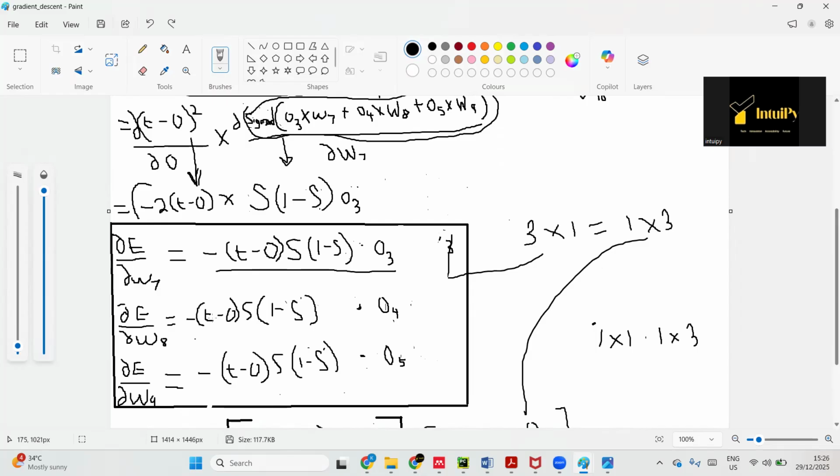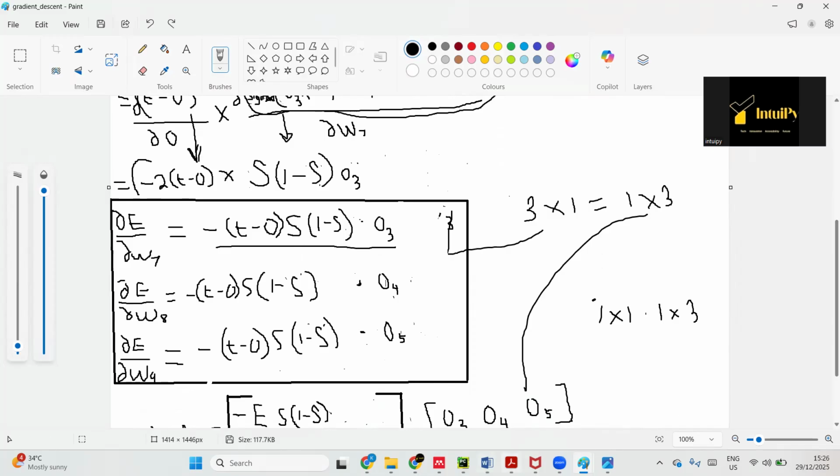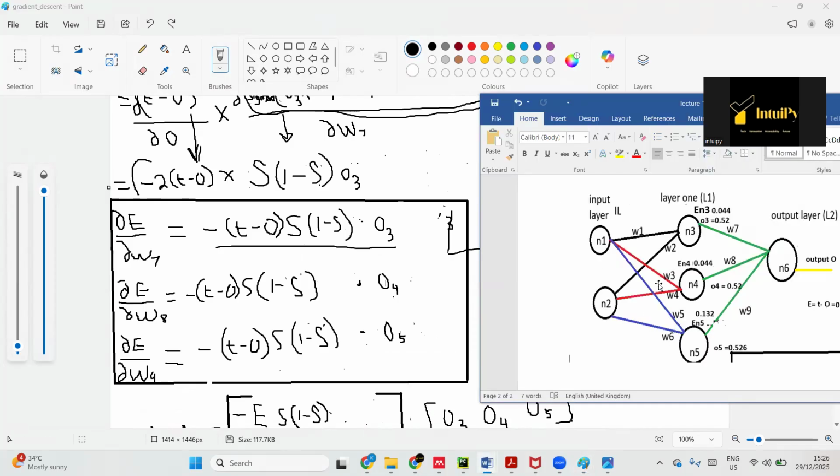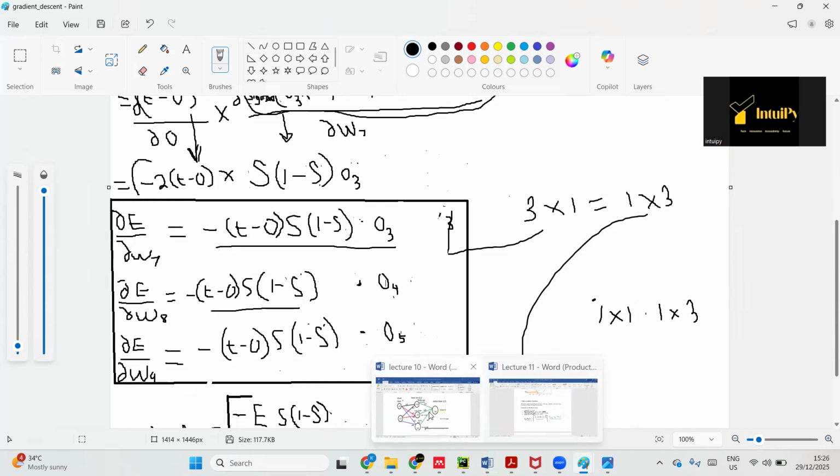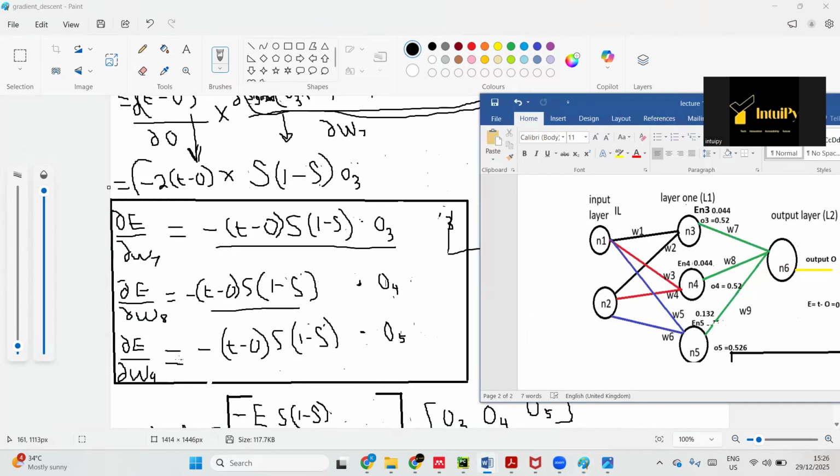So that means we already have these 3 formulas here. If we want to adjust W7 such that the error is reduced, we'll use this formula. If we also want to adjust W8 such that the error is reduced, we use this formula. And lastly, if we would like to adjust W9 such that the error is reduced, we would also use this formula.